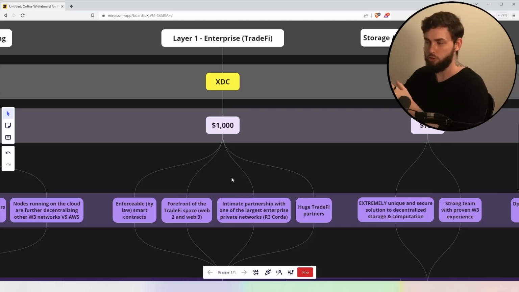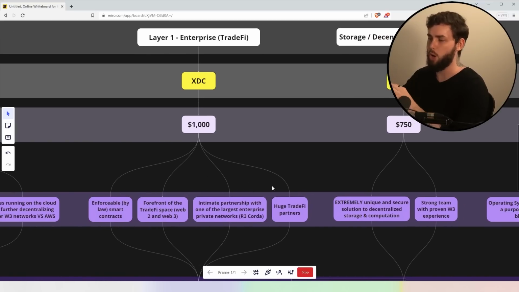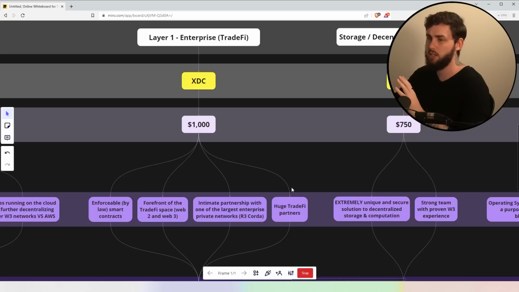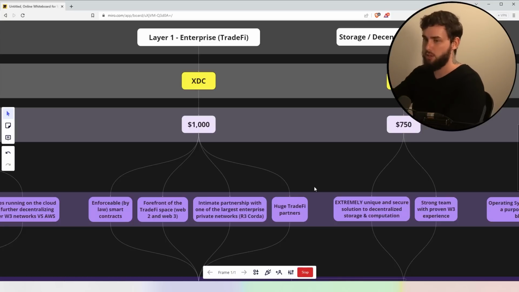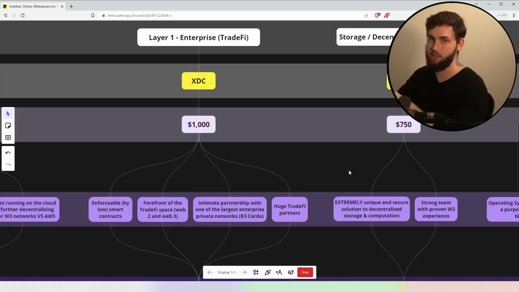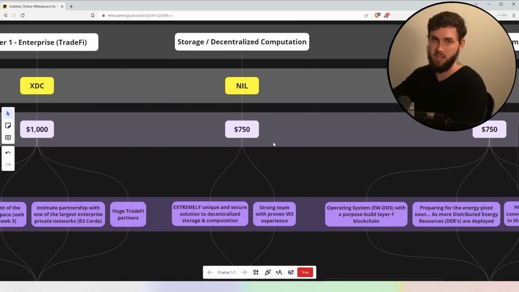They're at the forefront of the TradeFi space, not just in Web3, but in Web2 as well, so the whole entire world. Intimate partnership with one of the largest enterprise private networks, which is R3 Corda. They are the public version of the network for R3 Corda, which is phenomenal, okay? So point given, these guys are in the best possible space to be utilized in the TradeFi world, okay? And that's a massive, massive market, trillions of dollars. I think it's about $19 trillion right now that isn't adequately being absorbed in the TradeFi space, which XDC can resolve.